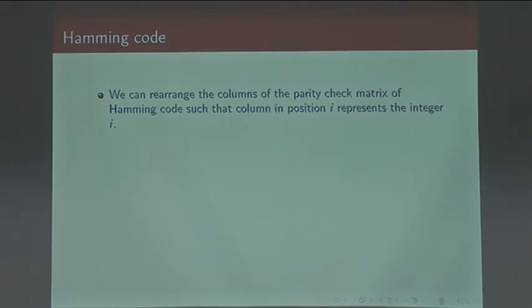Now, I am going to talk about a way to decode a code which has been encoded using a Hamming code. There are many ways you can decode it. I will give a very simple method. What I am suggesting is we can rearrange the columns of the parity check matrix of the Hamming code such that the column in position i is the integer i.